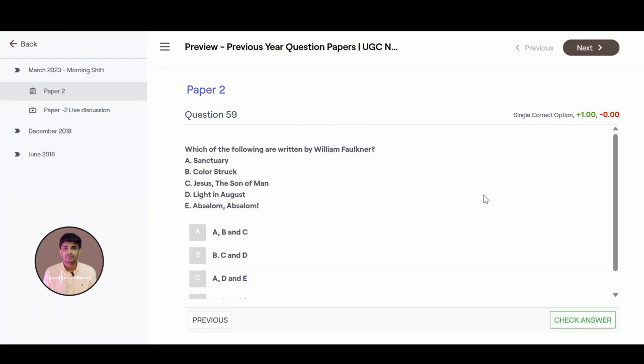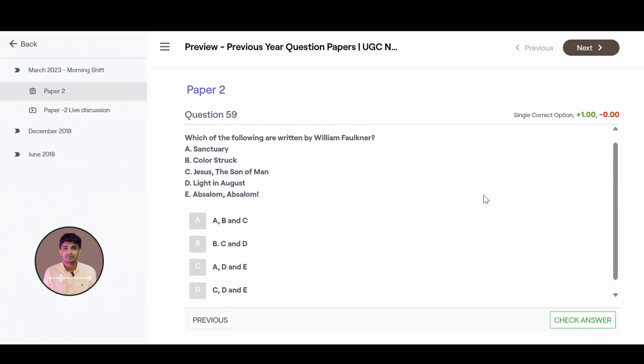Which of the following are written by William Faulkner? William Faulkner, the American writer from the deep south of America, is also famous for creating the fictional geography Yoknapatawpha. Pardon if my pronunciation is wrong; I always repeat this word in my classes. Yoknapatawpha is a fictional place created by William Faulkner. Now, which of the following works in the list are written by William Faulkner? Give me the answer.